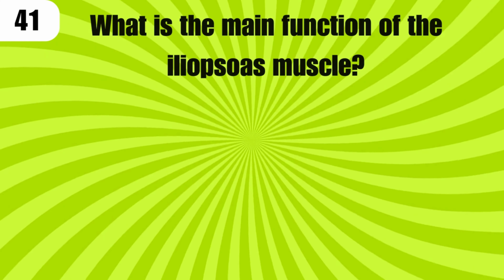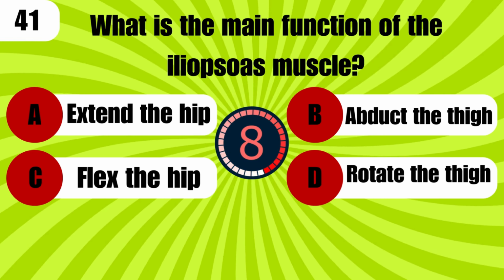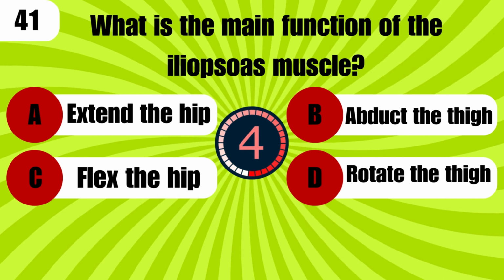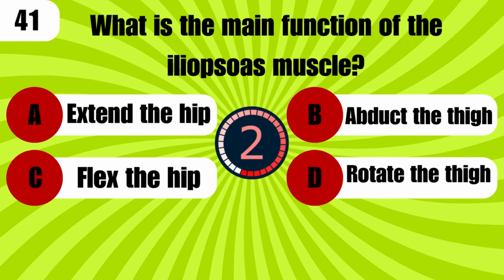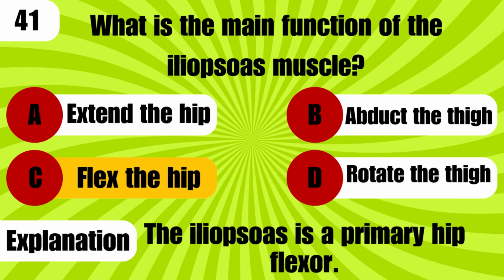What is the main function of the iliopsoas muscle? Extend the hip, abduct the thigh, flex the hip, rotate the thigh. The right answer is flex the hip. The iliopsoas is primarily a hip flexor.